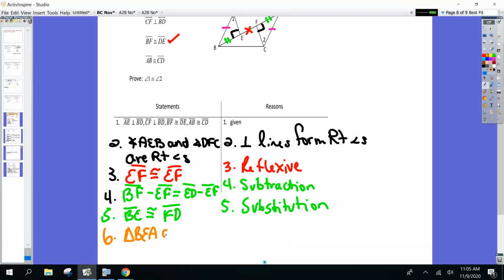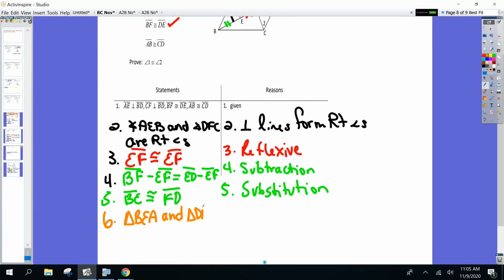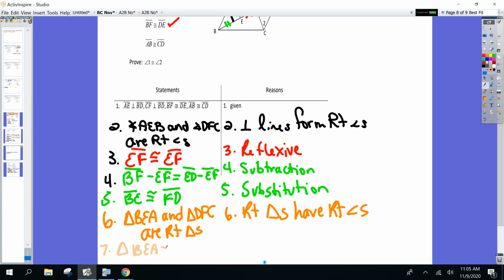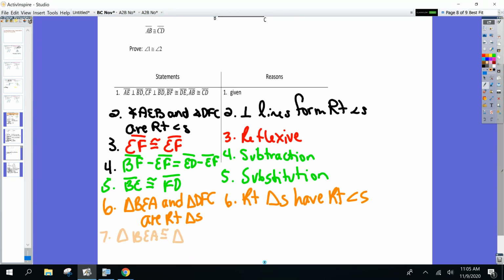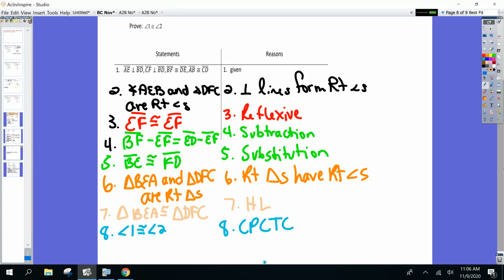How many of you are forgetting to say the right triangles? Shoot. Eight-stepper. Whew. Congratulations.